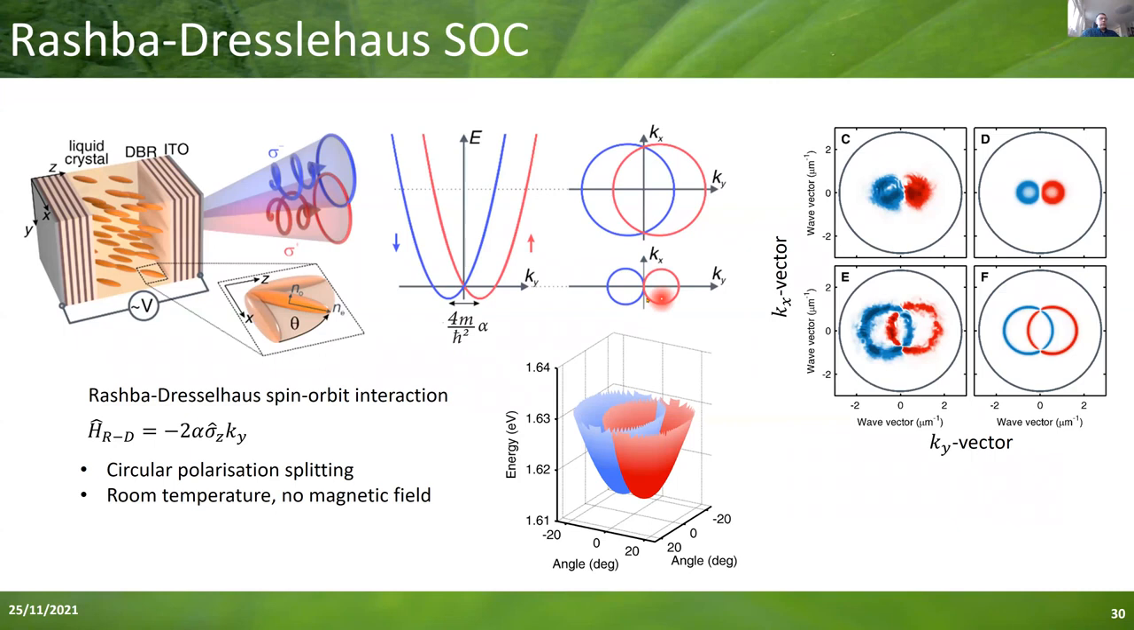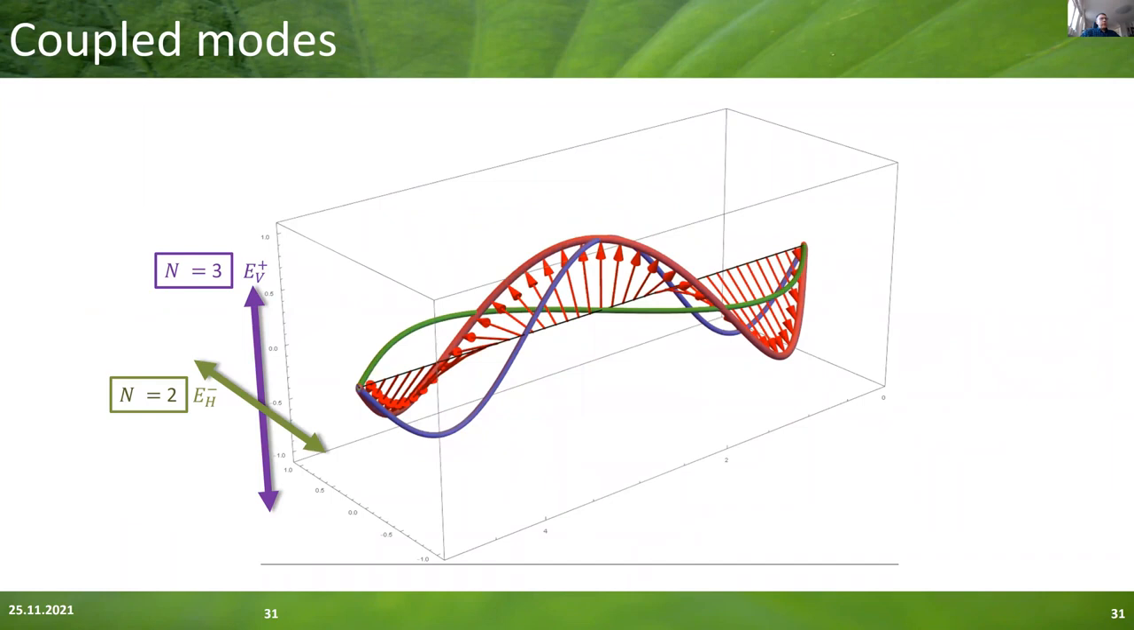etc. So for this particular situation, when we have no additional splitting between the horizontal and vertical modes, and they are just in resonance, one can now ask the question: why circular polarization? Yes, we have the horizontal-vertical basis, and what is the physical origin of this circular polarization? So this is the mathematical.